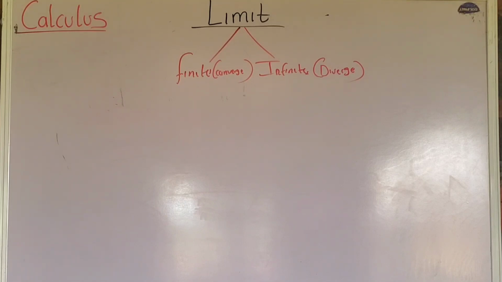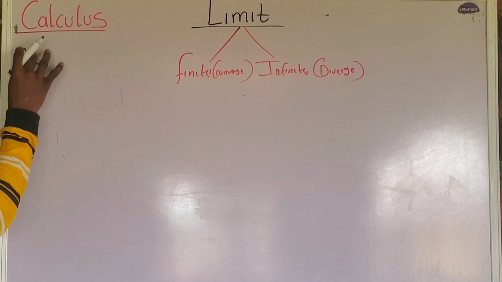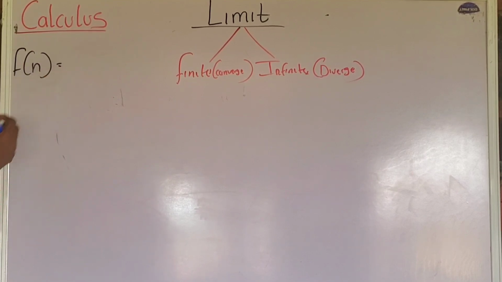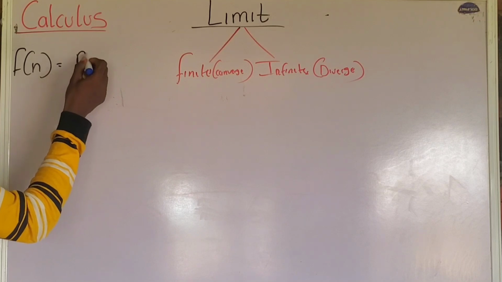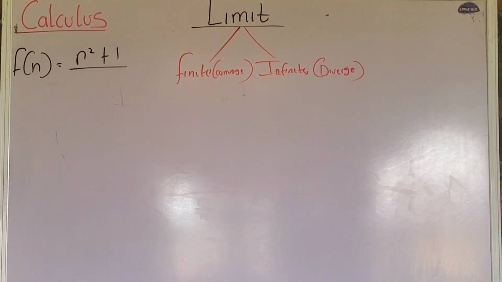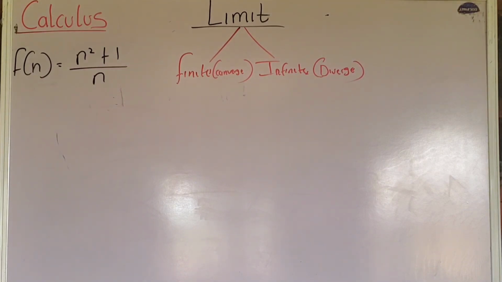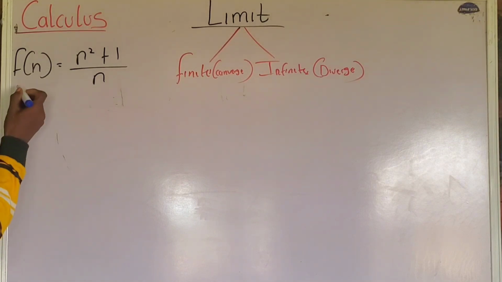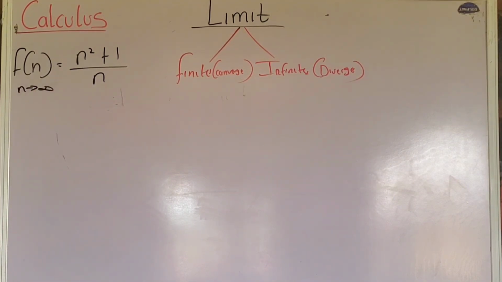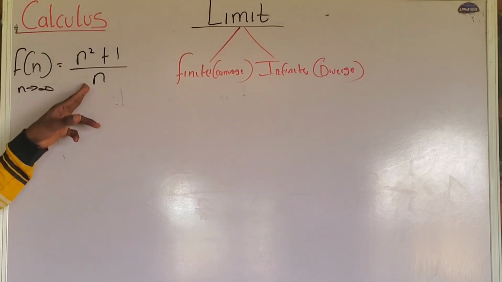Let's say we have f of n. f of n is equal to n squared plus 1, all over n. Now we have to take the limit of this function as n approaches infinity. Because infinity is not actually a value, we have to manipulate this function.